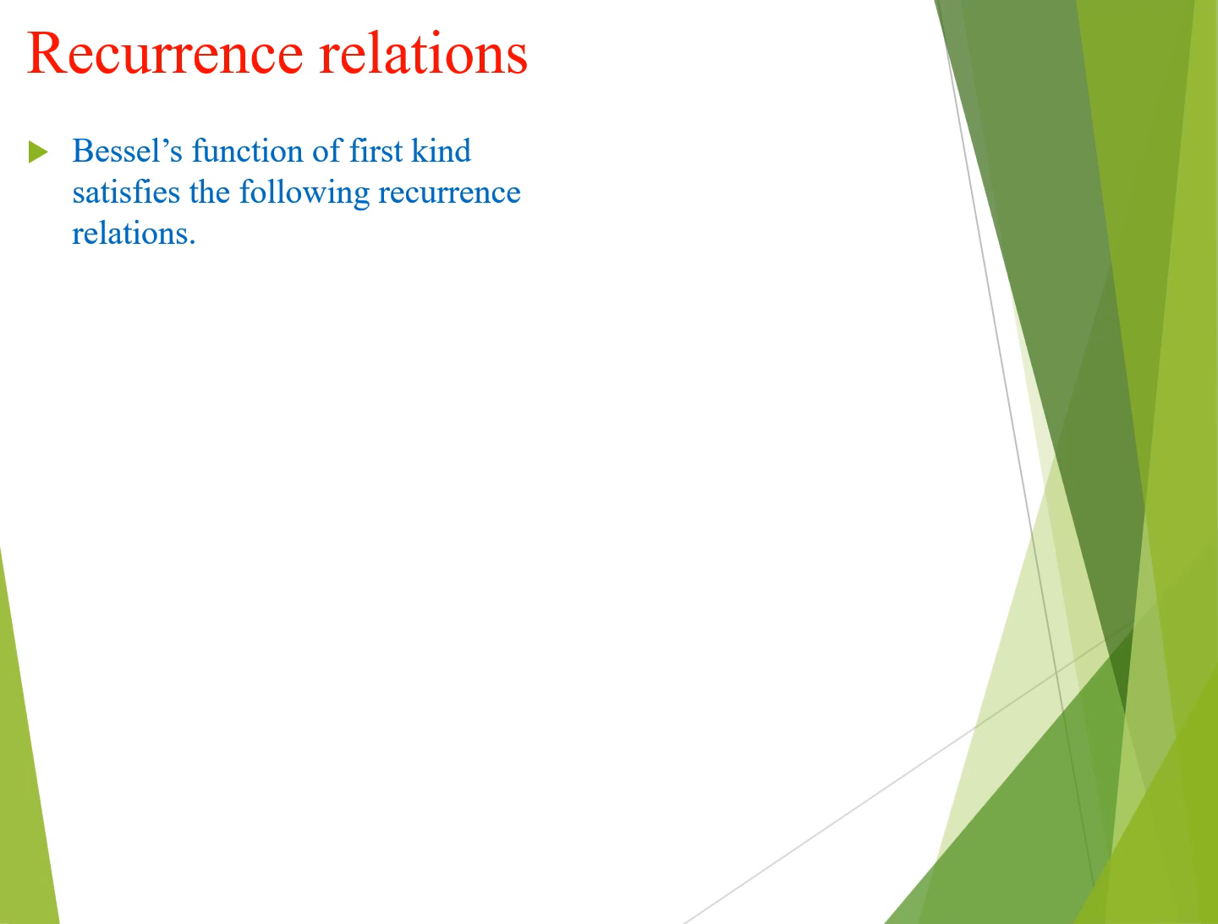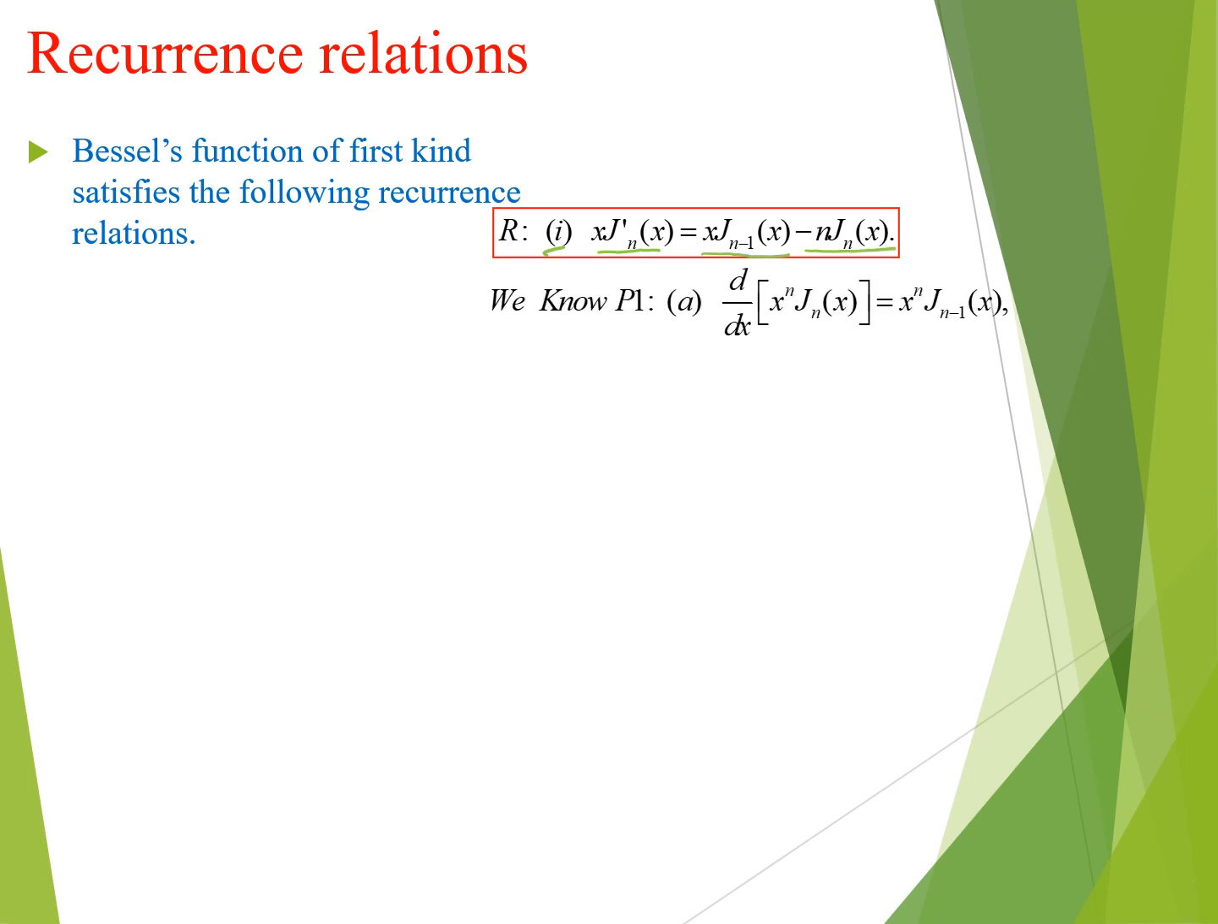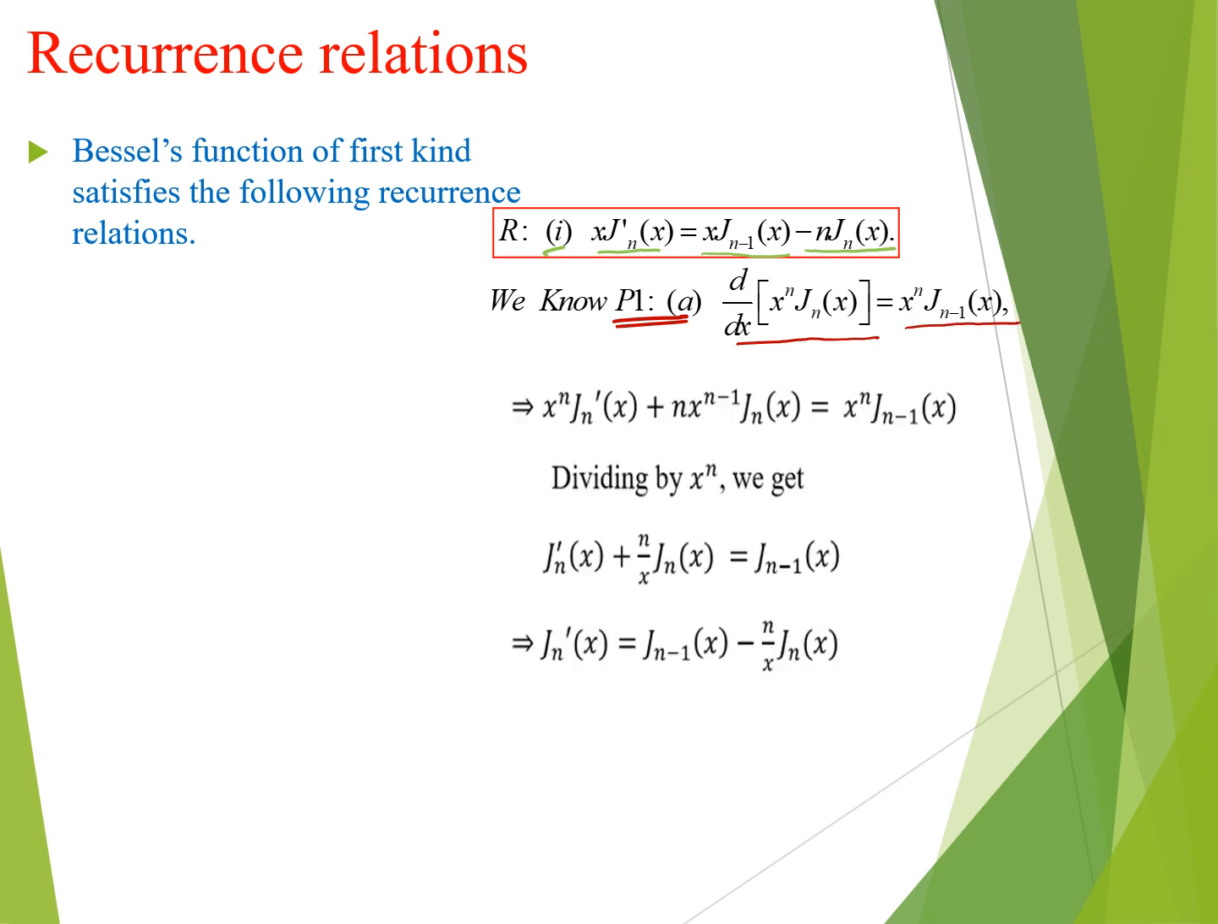Now, to prove the recurrence relations, for the first recurrence relation, x J n dash is equal to x J n minus 1 minus n J n. To prove this, we know that P1a, that is the derivative with respect to x of x to the power n J n, is equal to x to the power n J n minus 1. Now, if we take the left side derivative, then first we use integration by parts.